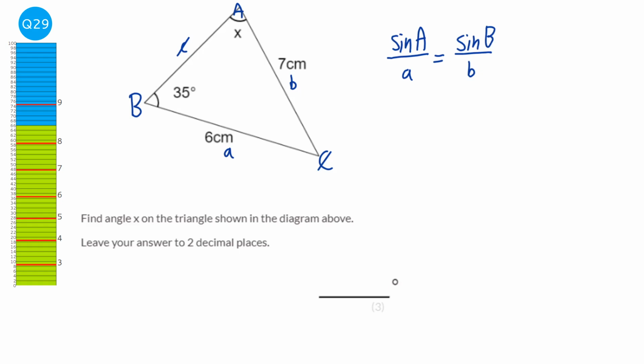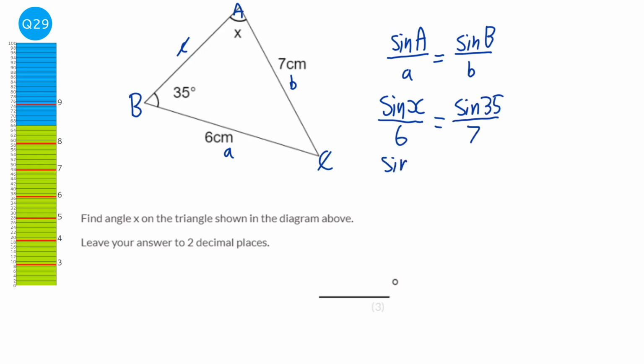Okay, so we're going to fill this in. So we're just going to leave that as sine A, or sine x actually, shouldn't it be? Sine x over, and then lowercase a is 6, equals sine B, the angle is 35, over lowercase b, which is 7.